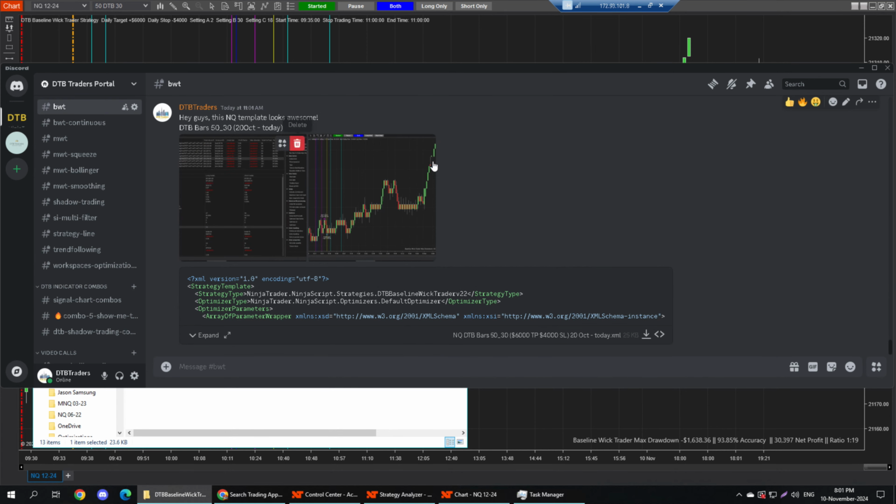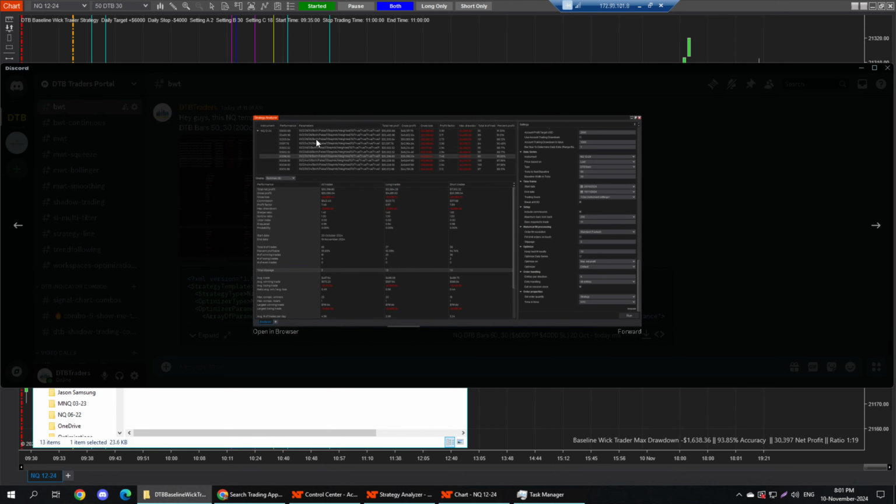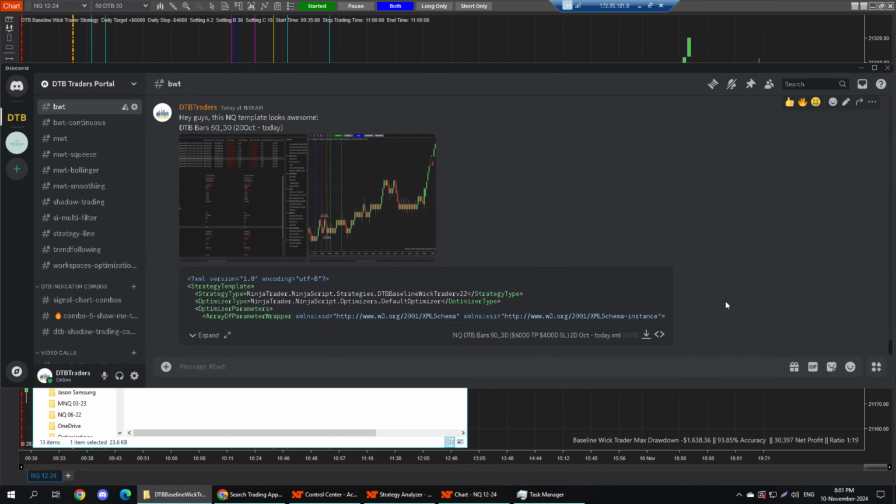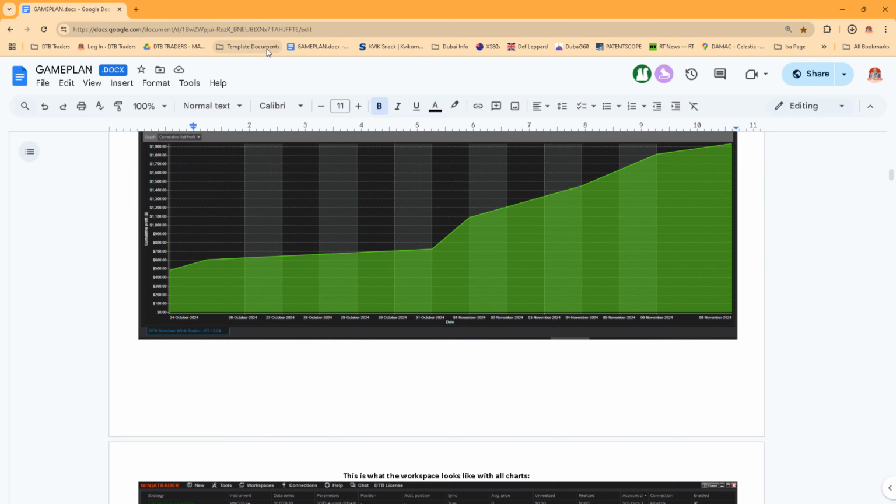Now somebody else will look at this and say, oh cool, let me see this template. And then they can look at the results here. Obviously, they can open it up in a browser to make it look larger, and they can see what you've done. They can see what the strategy shows, what the max drawdown shows, and then obviously they've got the template itself. So anybody who's looking at the baseline Wick Trader chat as a member can say, you know what, this is an awesome template, thank you very much. I'm going to download this template. So you will download the template.